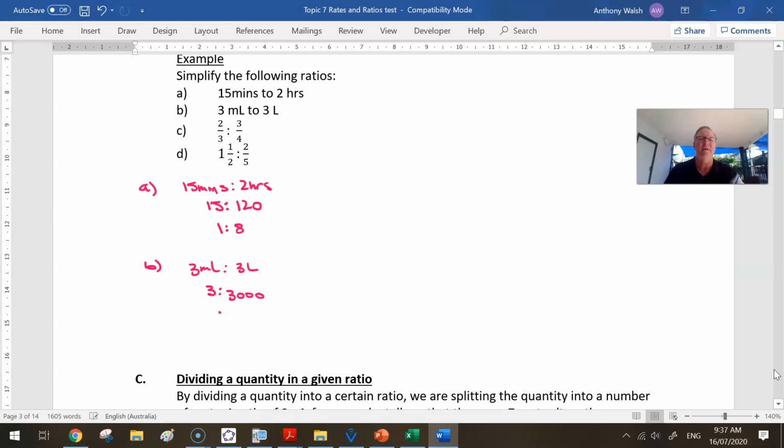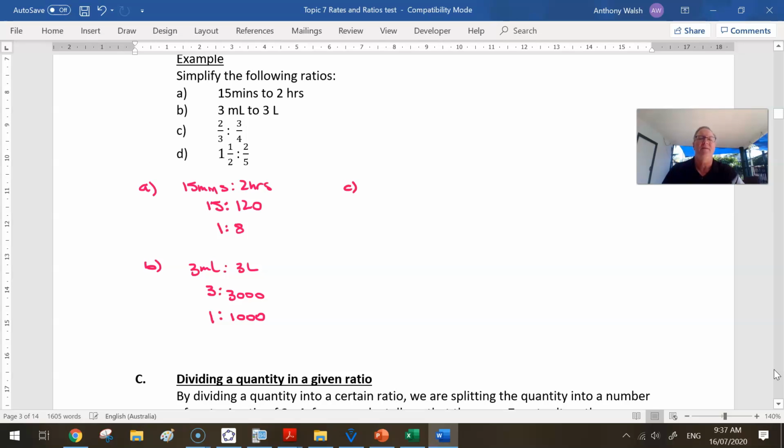Now this is a pretty easy one to simplify. What's the biggest number that will go into 3 and 3,000? 3. 3 will divide into 3 once. 3 will divide into 3,000 1,000 times. Or again, you can use your calculator. 3 ABC button on your sharp calculator, 3,000, press equal. It'll give you one funny looking R 1,000, which is 1:1,000.